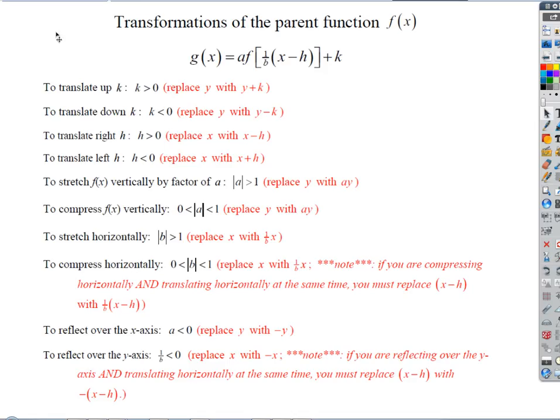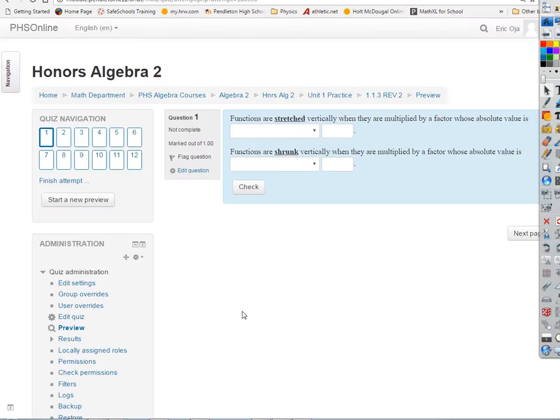Okay, so I'm going to go ahead and I pulled up the template for transformations of the parent function. If you want to just pause the video and review this for a second, go ahead. Okay, I'm going to jump into the problem set here.